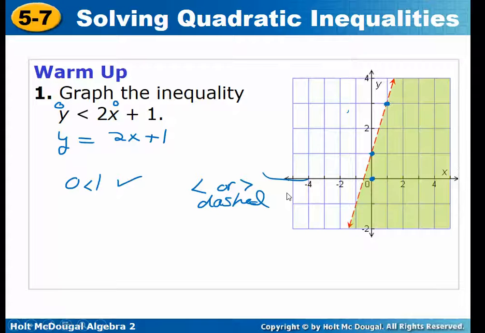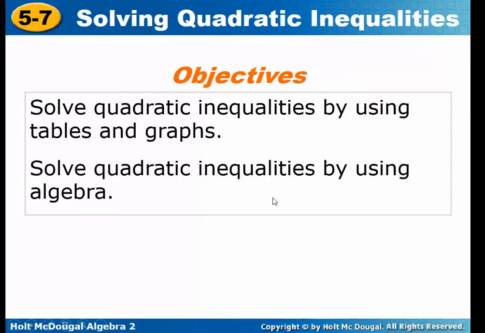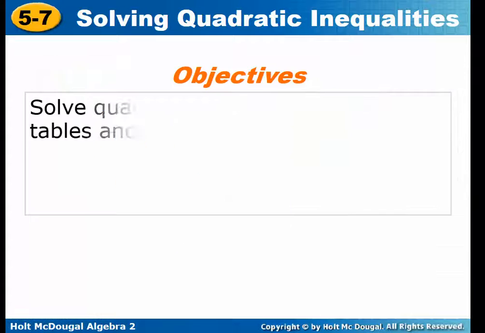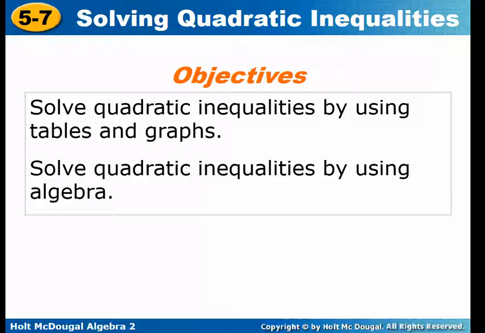And if it's less than or greater than, you use a dashed line. And if it had been less than or equal or greater than or equal, then you would use a solid line. So some of those same skills will be used in this lesson today. So objectives are to solve quadratic inequalities by using tables and graphs, and also to solve them using algebra.